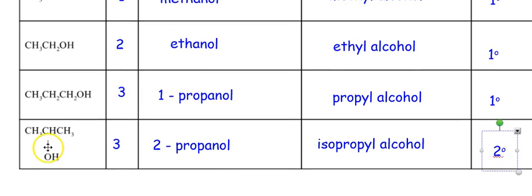So what about this one? See this carbon right here? How many carbons are attached to it? 1, 2. Therefore, it is secondary. How about the next page? Why don't you go ahead and fill that chart out?